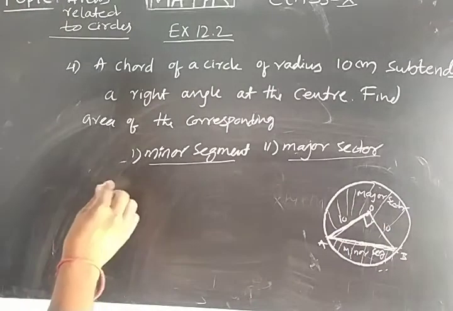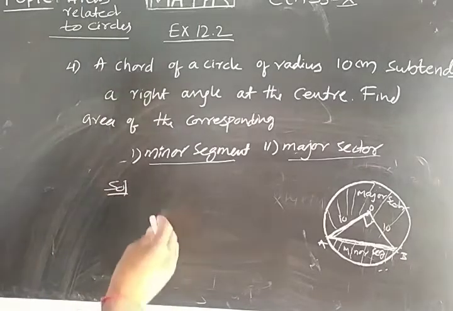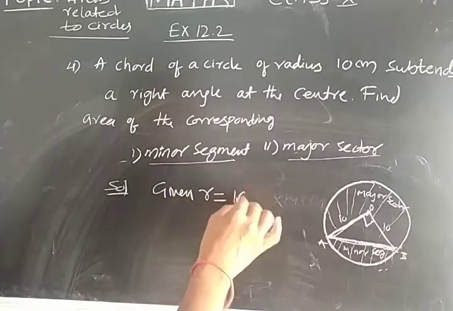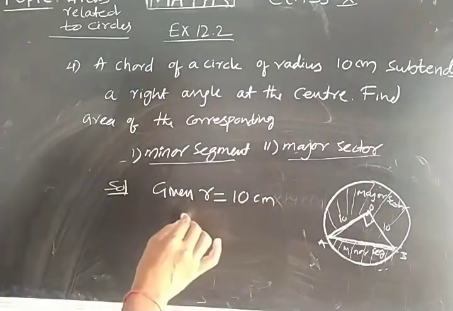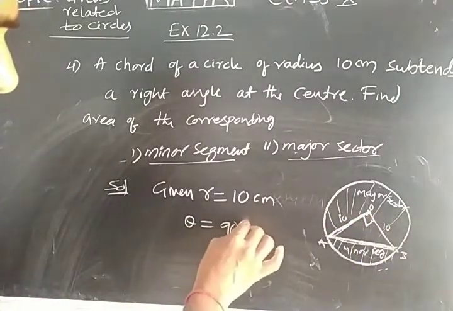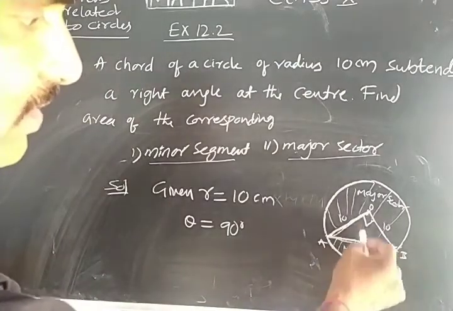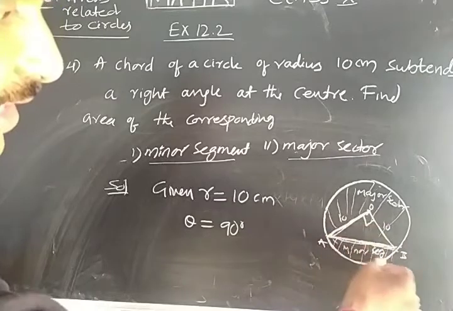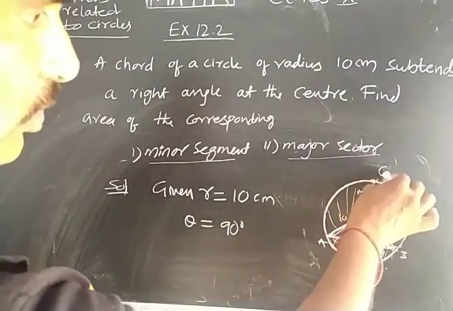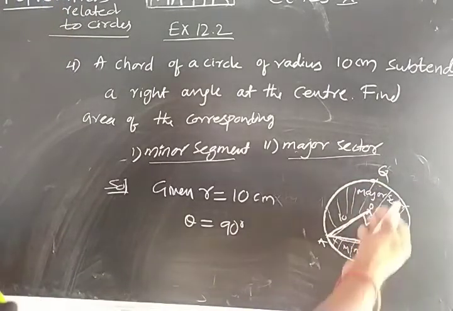Now let us do the problem. Let us solve it. Now see what is given. Given radius r equal to 10 centimeters, and theta made by the chord at the center is 90 degrees. First of all, to get this minor segment area, I will find the total smaller sector area, OAB. Let me take this as P. Here I am taking Q for the sake of continuity. So I will find the OAPB sector area.